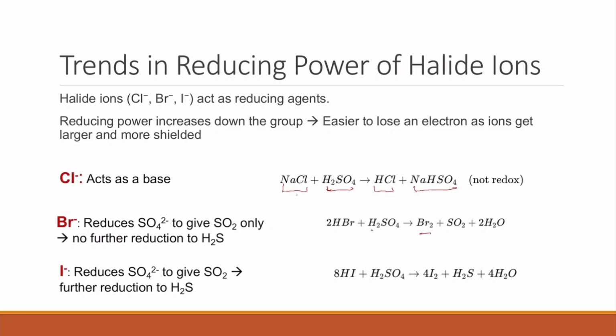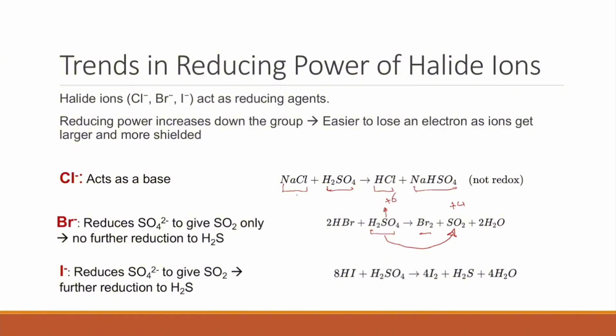At the same time, the sulfur in the sulfuric acid will get reduced, and it will give you sulfur dioxide. The reaction will stop at this stage, so it will only be reduced to sulfur dioxide. Remember that the oxidation state of sulfur in sulfuric acid is +6, but in sulfur dioxide it's +4. So it was reduced. This is because it has a certain reducing power. Iodide has even a stronger reducing power.